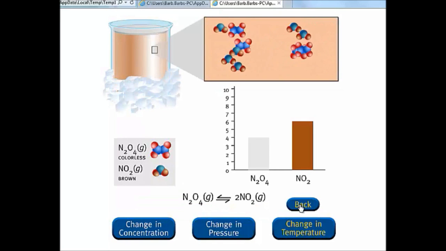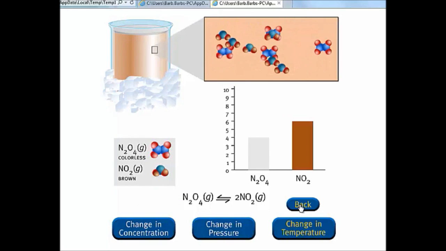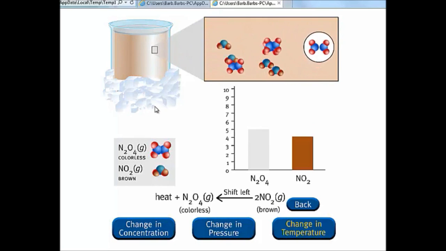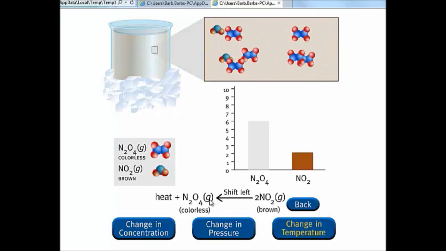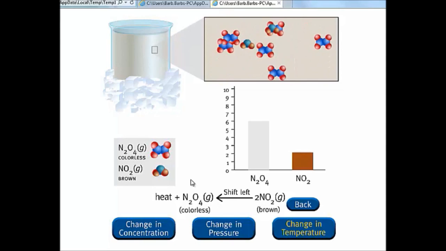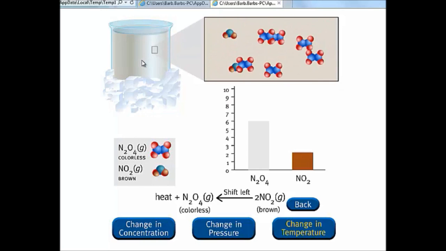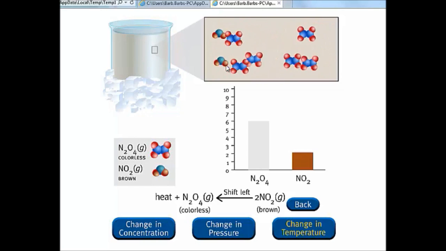You have decreased the temperature of the system by removing heat. This reaction is endothermic, so you can think of heat as a reactant. Heat must be supplied to the reacting mixture. The system can replace some of the heat that was removed by shifting to the left, producing more N2O4 and decreasing NO2, as you can see in the microscopic view. As more N2O4, a colorless gas, is produced, the color of the equilibrium mixture becomes lighter, as you can see in the macroscopic view.